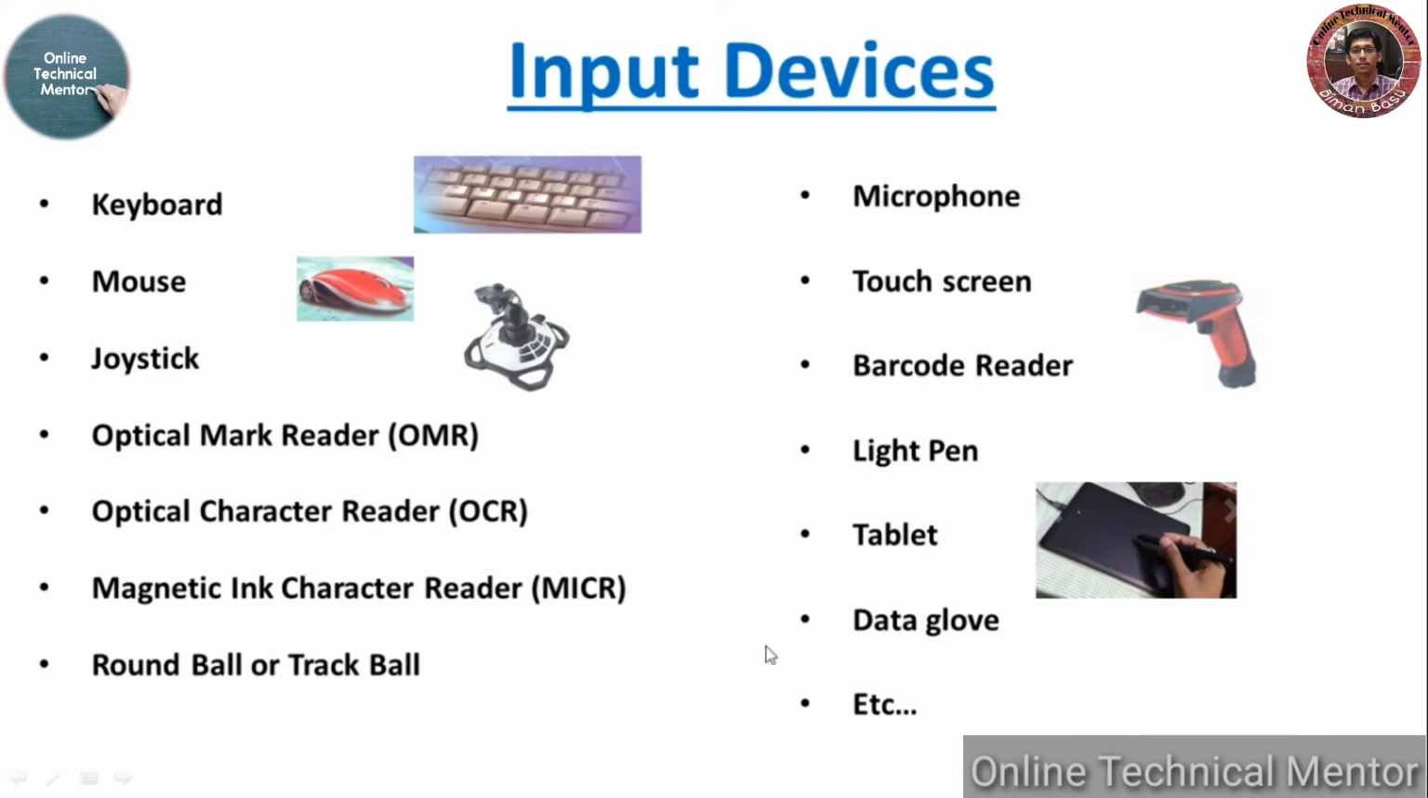Then data globe. It's a special kind of glove. You can operate a robot with this glove. That means when you are moving your hand, it is synchronized with the corresponding machine or a robot. So according to your movement, the robot will work accordingly. So there are many more input devices. It's not possible to describe each and everything over here.